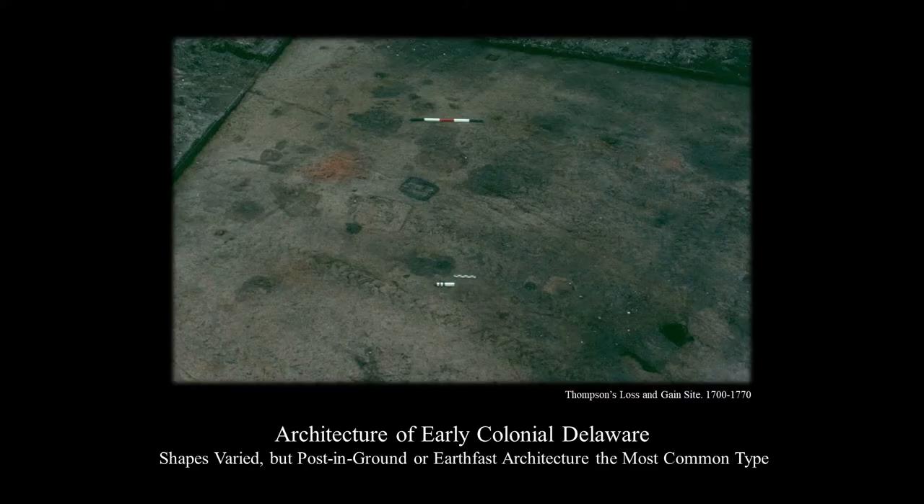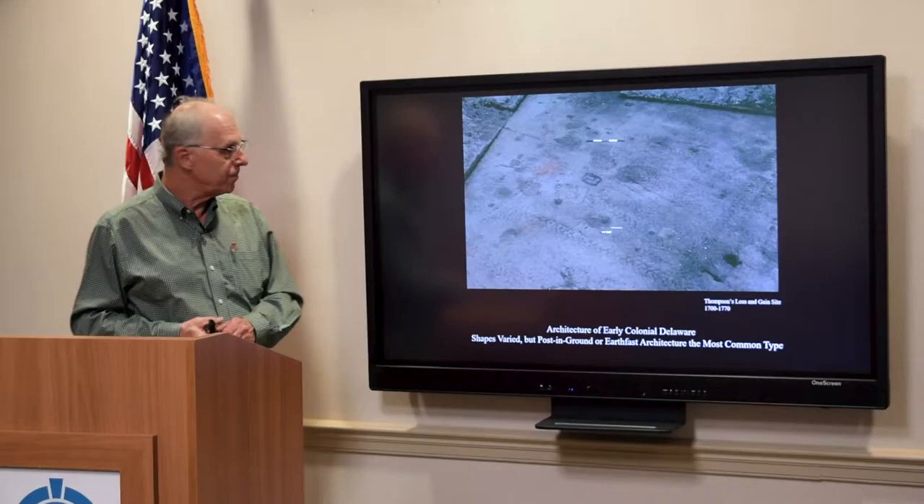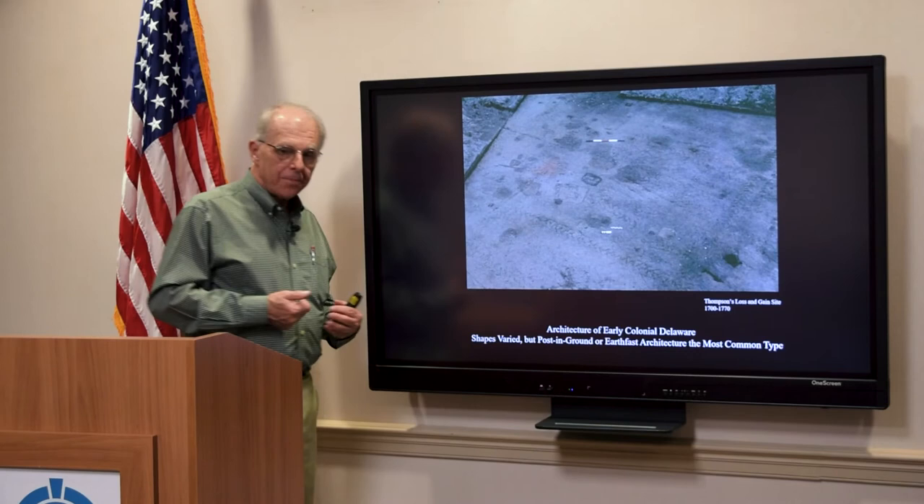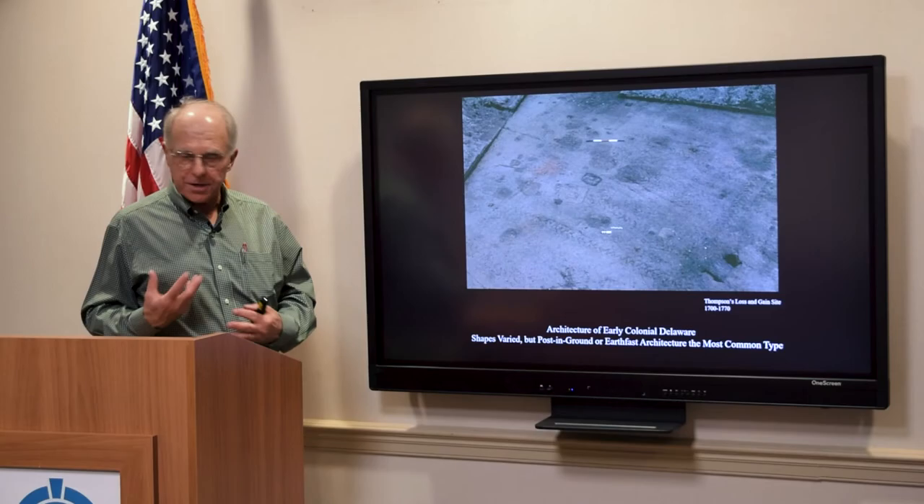Now, our architecture, what kind of houses are they building? This is an example of a house from Sussex County, but these types of sites have been found here in Kent County as well. And this is a type of architecture that's referred to as post-in-ground or earthfast architecture. These are a long way away from the wonderful brick survivals that we have from the 18th century that dot Delaware's landscape. This is a very vernacular kind of architecture that comes out of English architectural traditions.